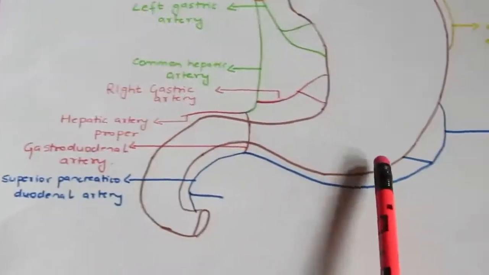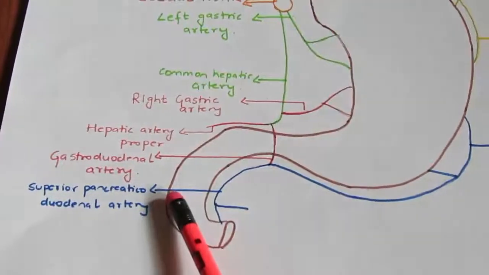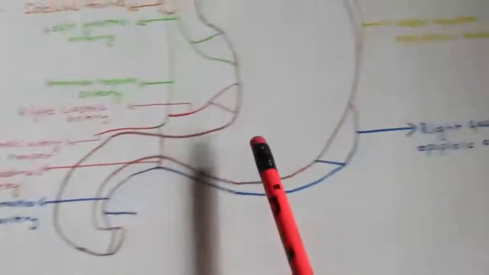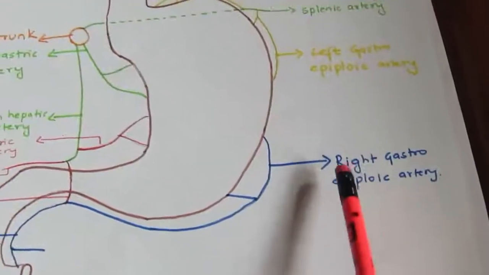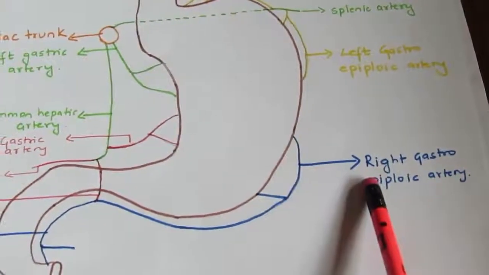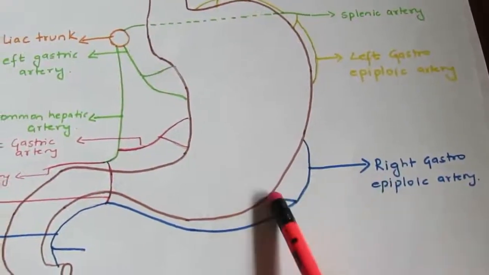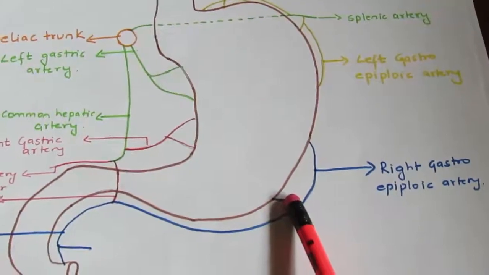These are given in blue. One is the superior pancreaticoduodenal artery and the other one is the right gastroepiploic artery. The right gastroepiploic artery supplies the lower half of the greater curvature of the stomach.